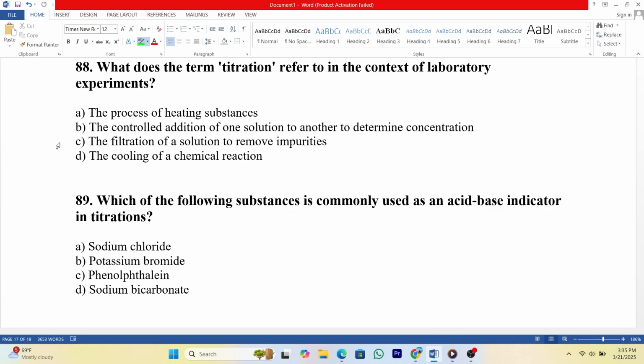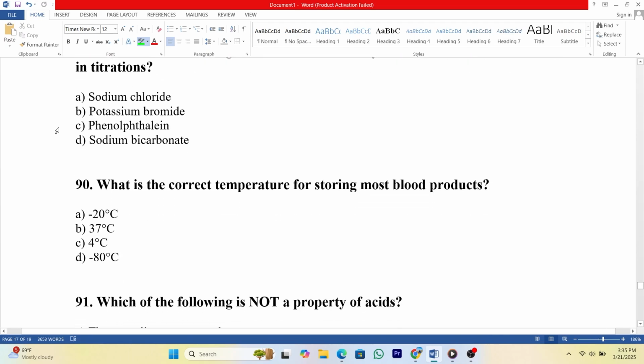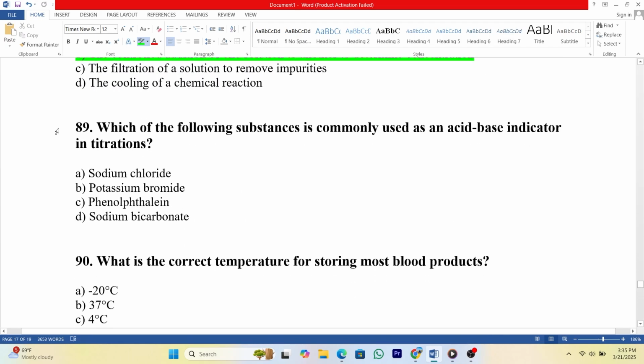88. What does the term titration refer to in the context of laboratory experiments? A. The process of heating substances. B. The controlled addition of one solution to another to determine concentration. C. The filtration of a solution to remove impurities. D. The cooling of a chemical reaction. Answer, B. The controlled addition of one solution to another to determine concentration.